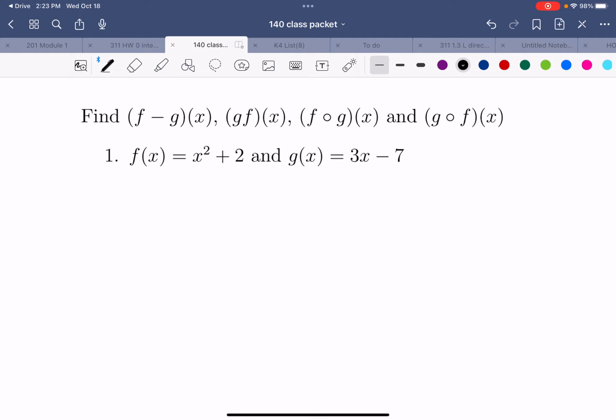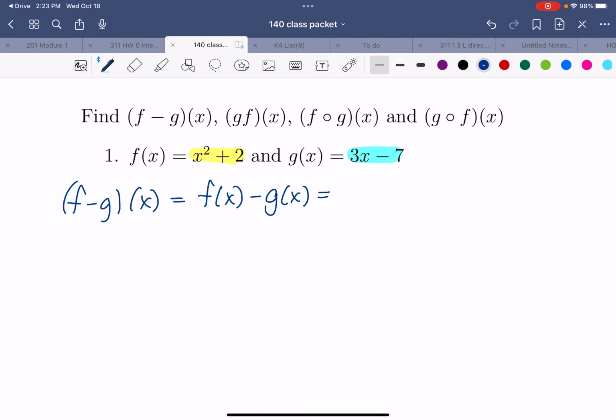Okay, we're jumping in here and we've got two functions and I'm going to highlight them. F I'm going to make yellow and G I'm going to make blue. And we're going to do all of these things with this function. So the first thing we are going to do is we are going to find F minus G of X. Okay, so that's the same as F of X minus G of X.